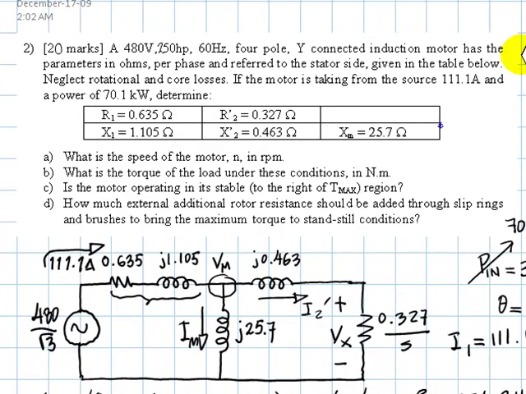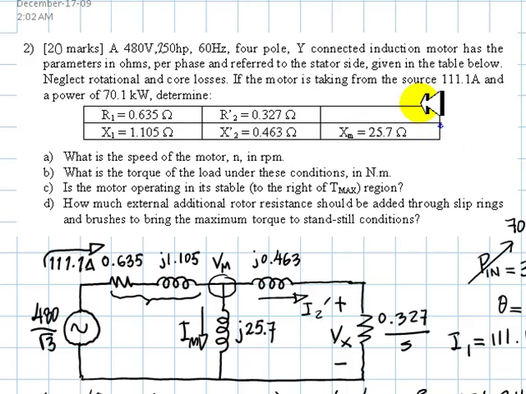This is an exercise on induction motors. This is an induction motor with the following ratings. It is rated for 480 volts line to line, 250 horsepower, rated output mechanical power, 60 Hz, 4 poles. It is connected in a Y, and the parameters per phase and referred to the stator side are given in this table: R1, X1, R2 prime, X2 prime, and Xm.